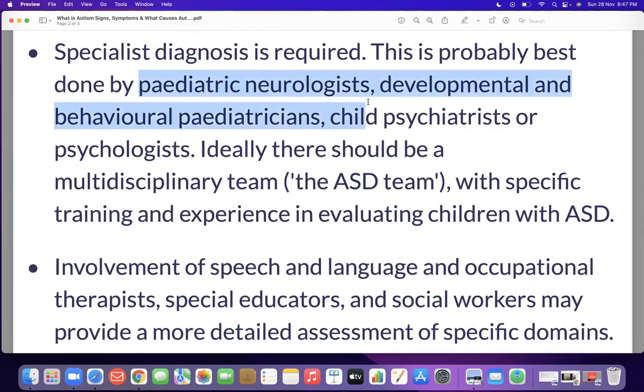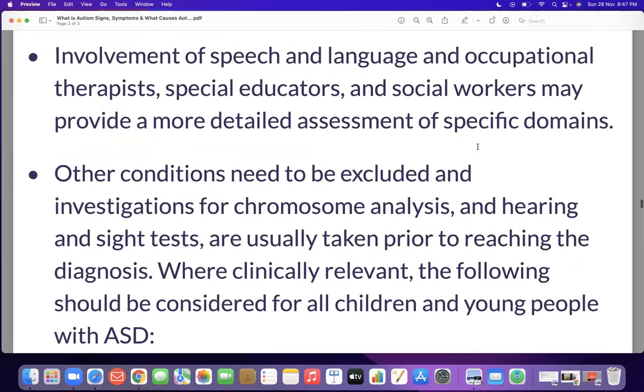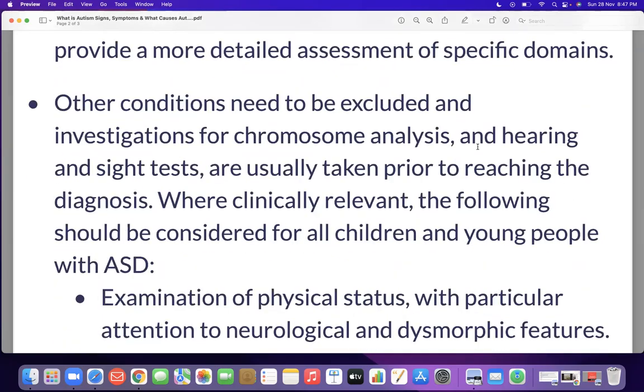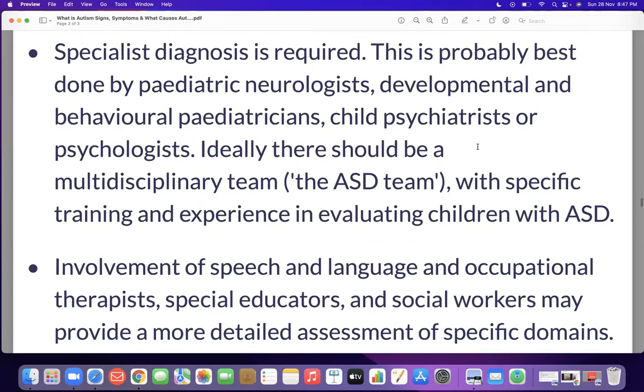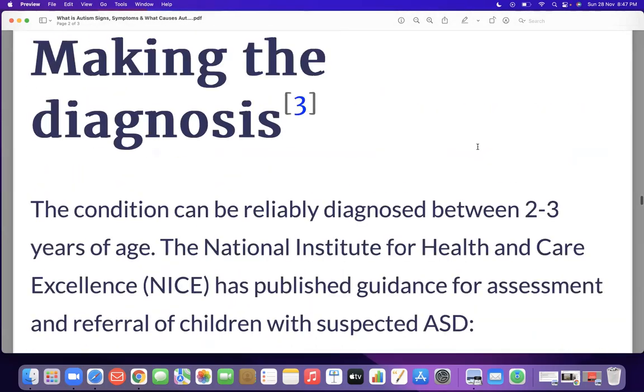Neurologist is here. Okay, and even if you read further, they have given these 2 criteria. They are diagnosed by DSM-5 or ICD-11 criteria, observing the child in 2 settings for more than 6 points or 6 symptoms in each domain of autism.